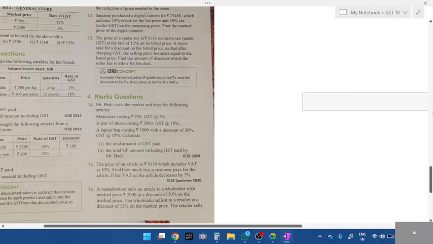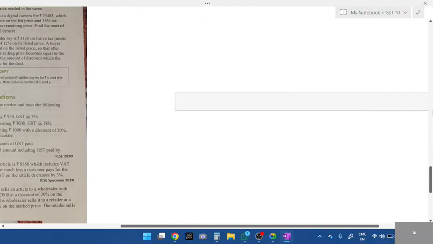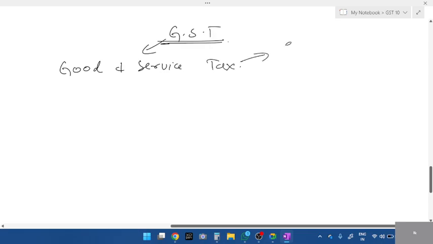Okay, we'll start with GST, students. Only a 45 minute class. We'll just quickly solve 5 or 6 questions. GST revision. What does GST stand for? Goods and service tax. Tax is the extra amount you pay. Tax means, just remember, extra amount.